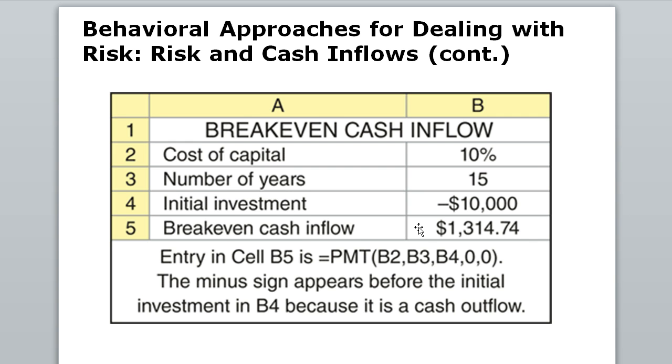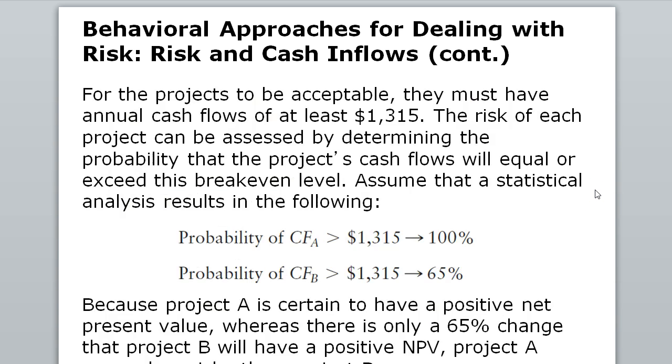So if the cash flow is greater than $1,314, this is an approvable project. If the cash flow the project generates is less than the break-even, then we'll be losing money on the project. So this is another way of looking at whether a project's acceptable or not, is to develop the break-even cash flow amount. And we could use the Excel payment function to calculate. And that's something that we'll be doing in the Excel project for this chapter.